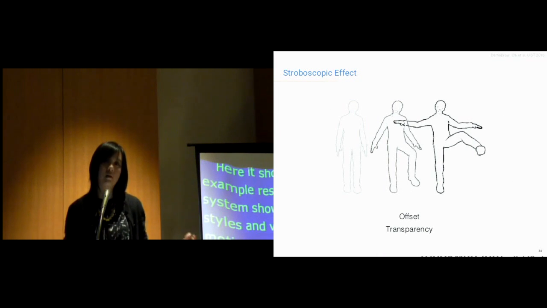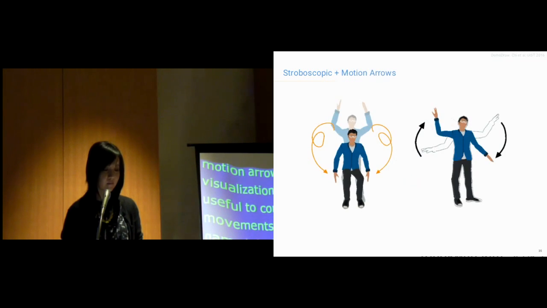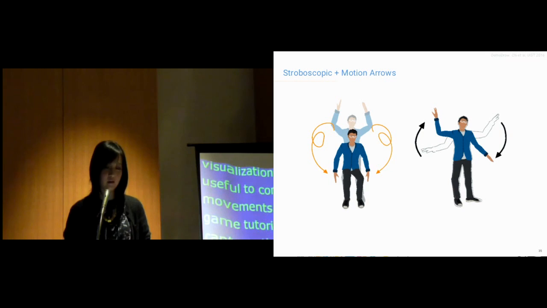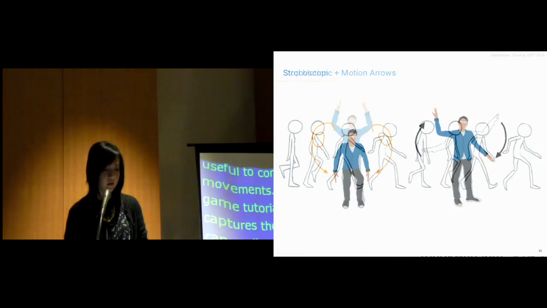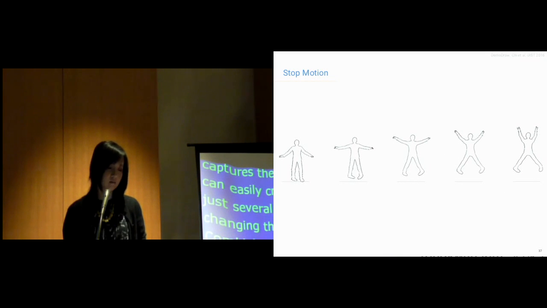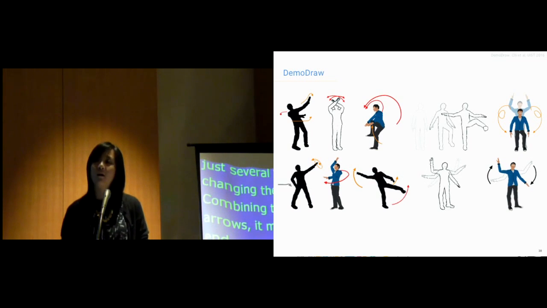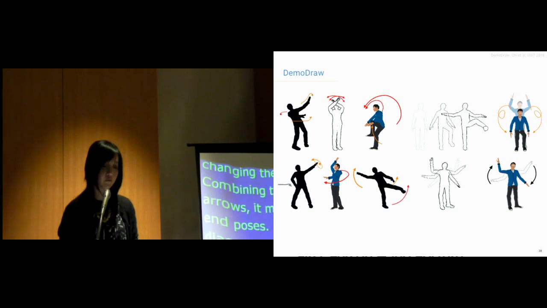Since our system captures the entire motion recording, it can easily create these effects by selecting just several frames within a step and changing the offset and the transparency. And combining a stroboscopic effect with motion arrows may also help convey the start and end poses. Alternatively, a stop motion diagram can also be effective to show a sequence of movements. Again, we can create this by changing the offset between the figures within a step segment. All in all, our approach makes it easy to quickly generate a gallery of examples of different styles.